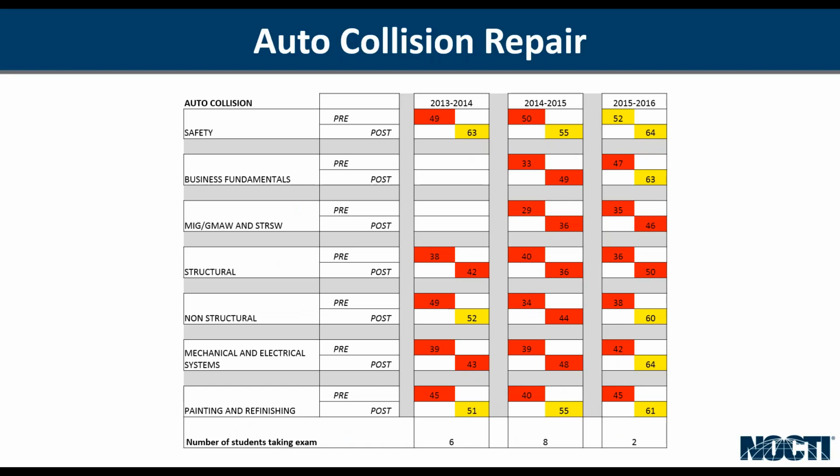This is kind of like a dashboard. What you're looking at is an auto collision repair report, and there are actually 3 years there. You can see the standards listed on the left-hand side, and you're looking at pre and post-test both. So the columns are staggered for each of the standards. So if we look at safety, we can see in 13-14 we had a 49, a 50, and a 52.